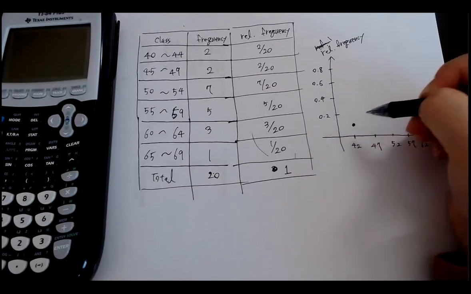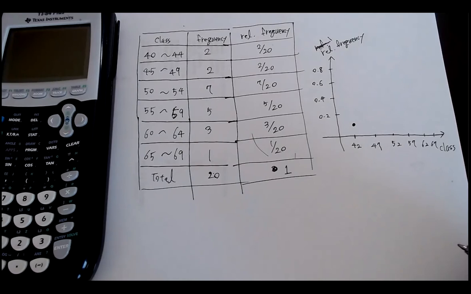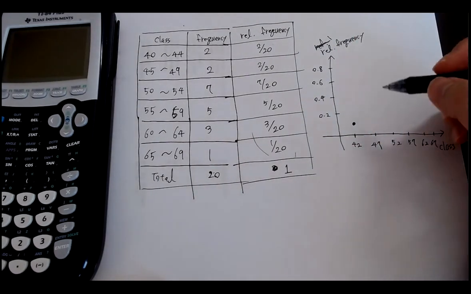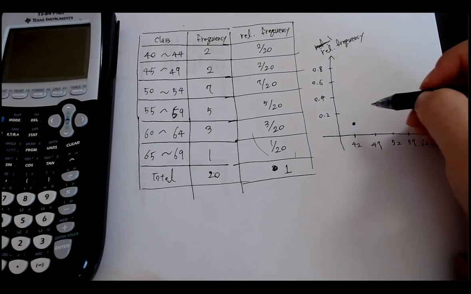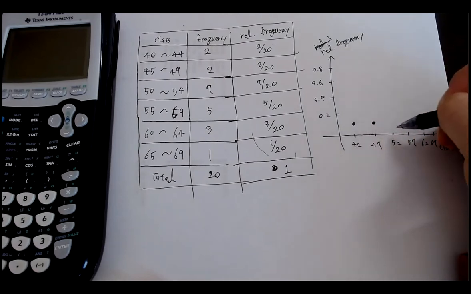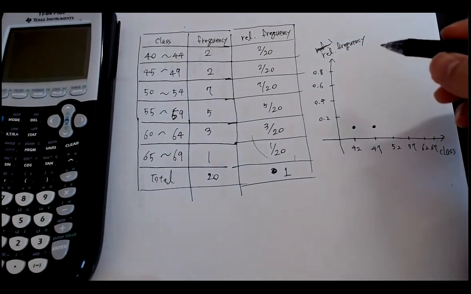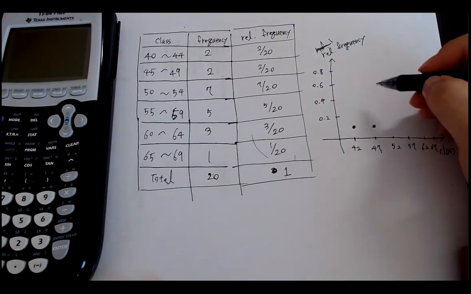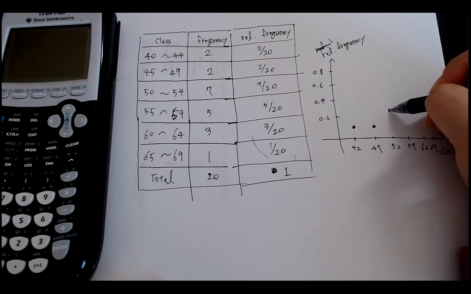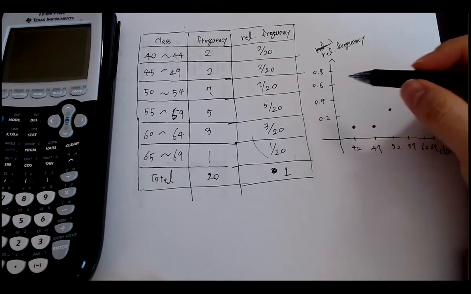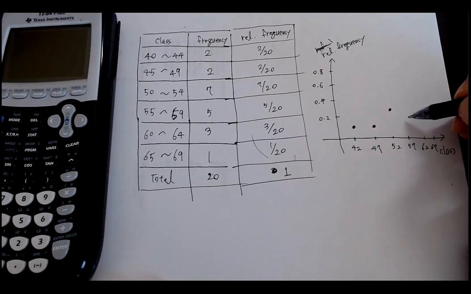Okay, we just plot the dot for each class to represent relative frequency, versus the middle class. So 47, that's the 0.12. Okay, and then 7 over 20, that's the 0.35, so maybe right here. Okay, and then the 0.25, maybe right here. Okay, and then that's the 0.15, maybe right here.